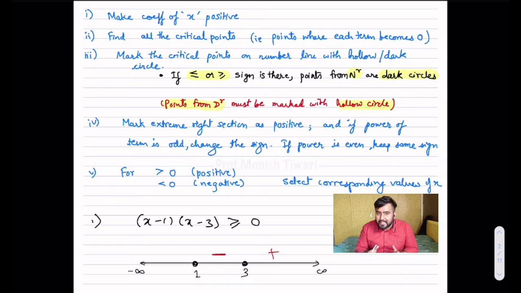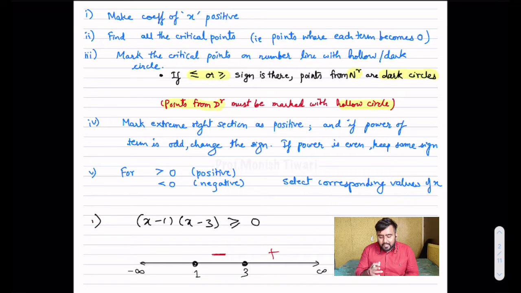Now this minus sign means if I put any number between 1 and 3, the result will be negative. Let's check. So I put x as 2. The result will be 2 minus 1, which is 1, and 2 into 2 minus 3, that is into minus 1, will be minus 1, negative.